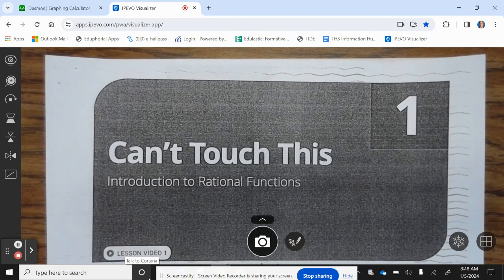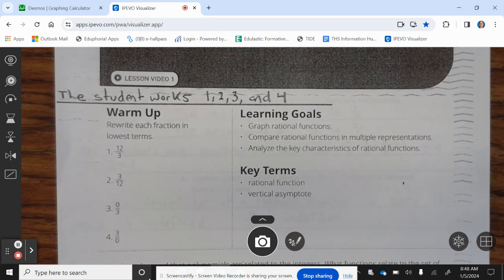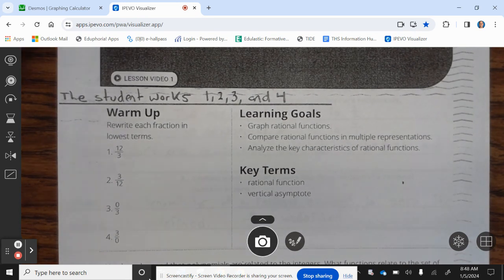Introduction to rational functions. The student works 1, 2, 3, and 4. All right, let's take a look at the next page.